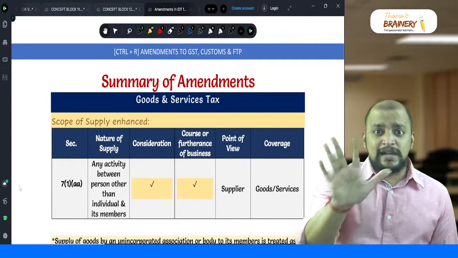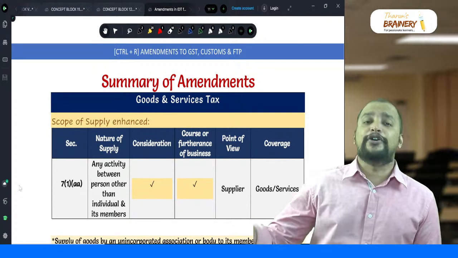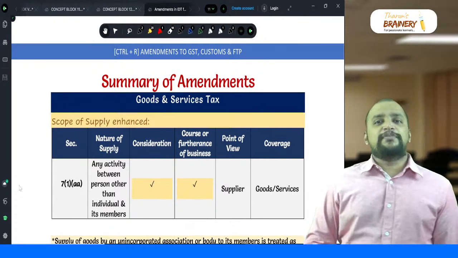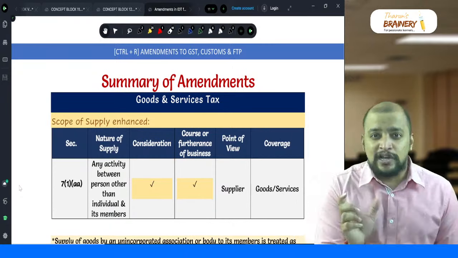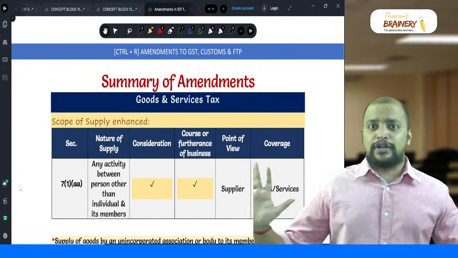So this is the summary of all the amendments. I will be brushing up quickly. When you are going for the exam, one day before the exam, if you want to quickly revise all the amendments, you can just watch the next 1 hour that we are going to discuss.